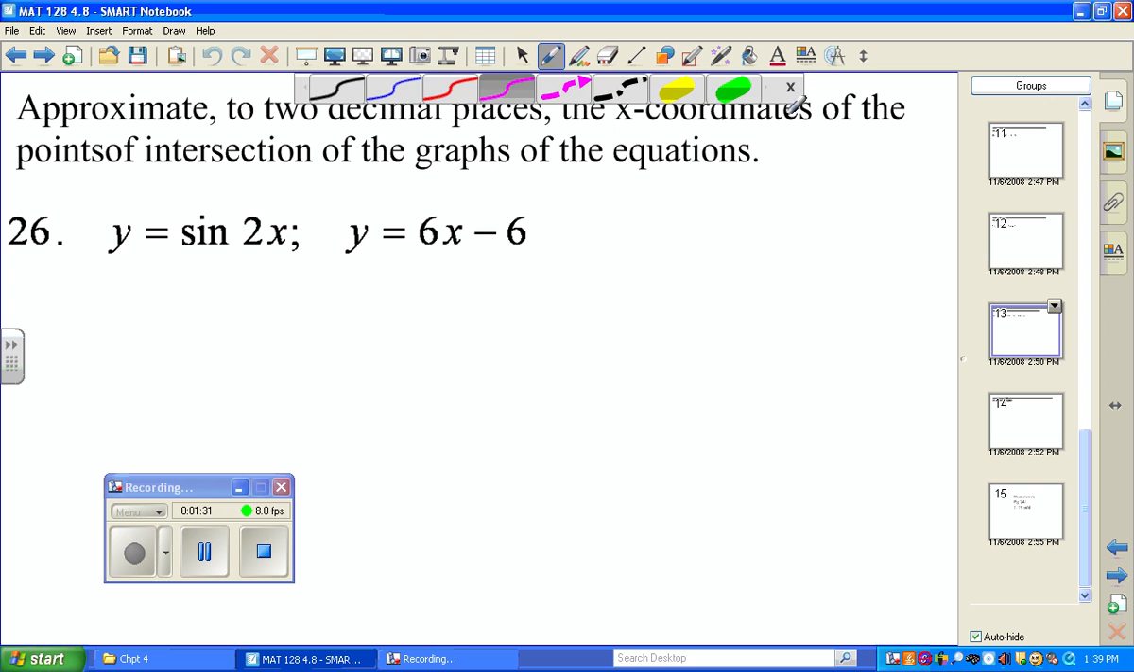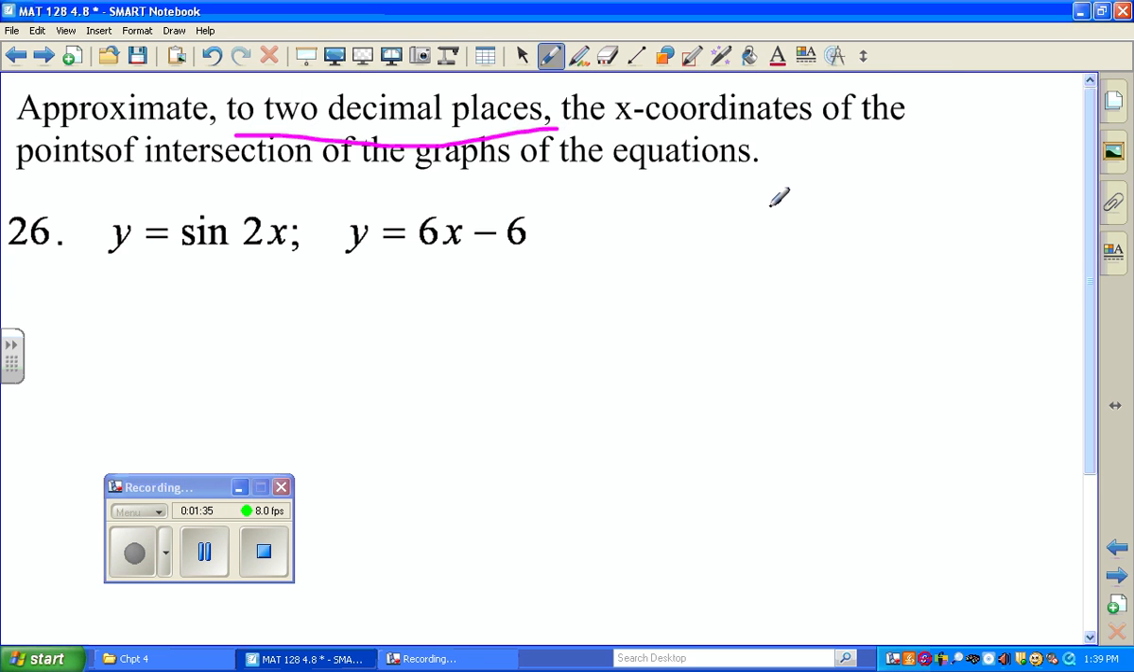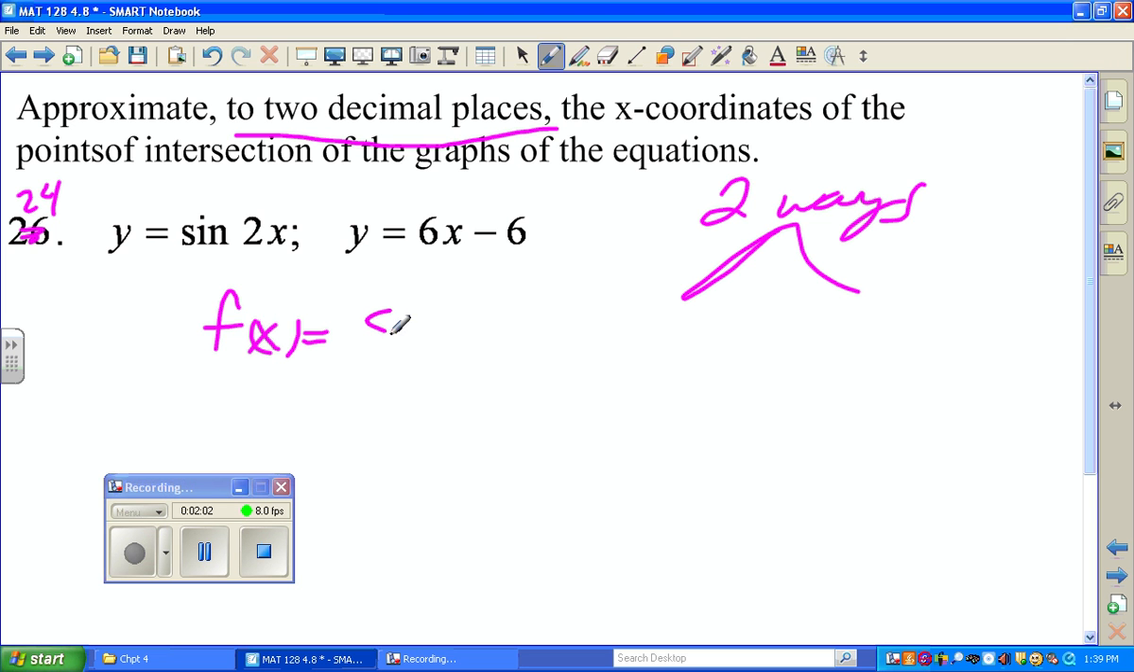Now, this one, when it says approximate to 2 decimal places the x-coordinates, this one has 2 equations. You need 3 equations. There are 2 ways you can do this. I'm going to make it into 1 equation. And when I make it into 1 equation, it'll look like a function of x.